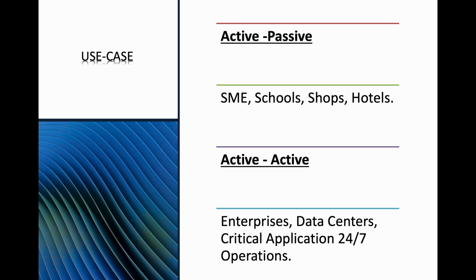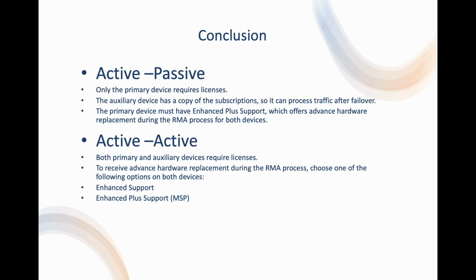Generally, we can suggest active-passive for any organization. Active-passive is a budget-friendly solution comparatively. So we can suggest active-passive for SMEs, schools, hospitals, shops, wherever business continuity is required. The active-active architecture we can suggest for enterprises, data centers, or anyone running critical applications with 24/7 operations. Conclusion on HA.